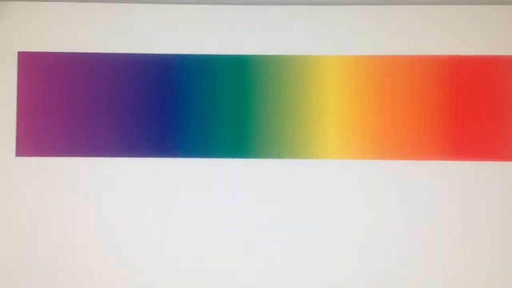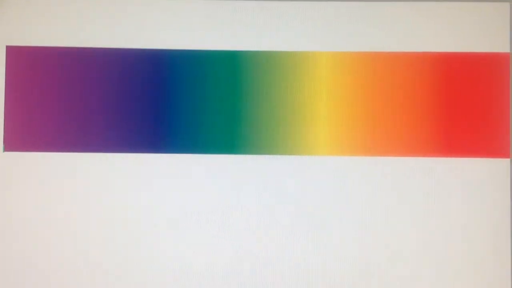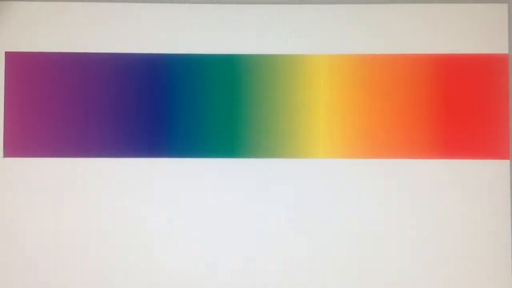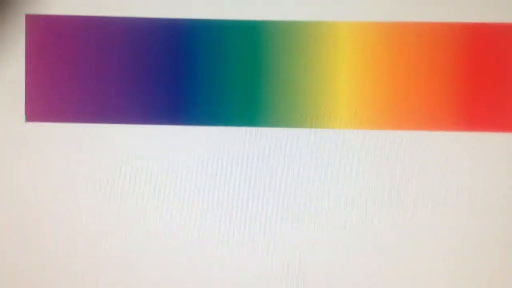And my question for you guys is actually, what is this called? This is actually called a spectrum, which is used to diffract light into all different wavelengths.